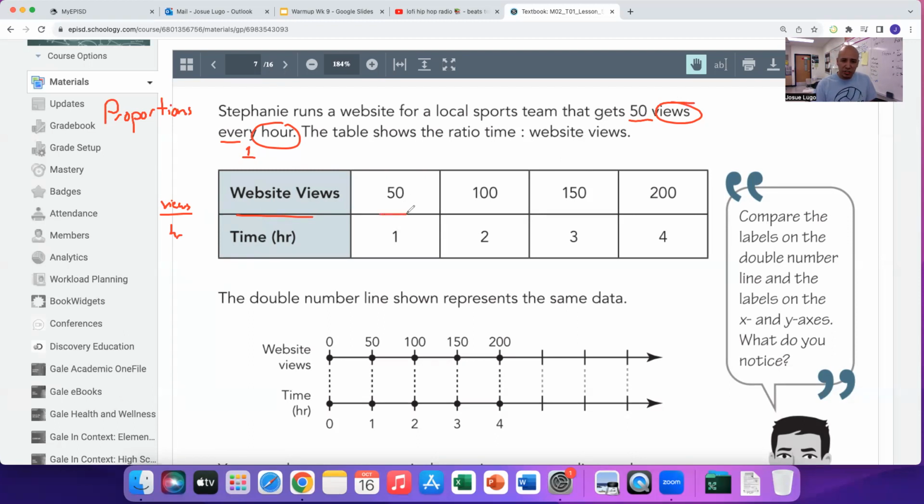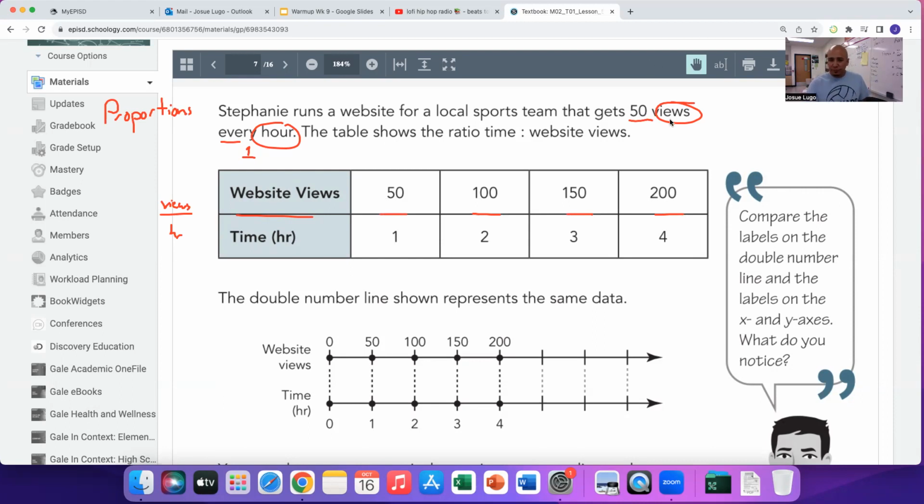So here we have the information. We have 50 views in 1 hour, 100 views in 2 hours, 150 views in 3 hours, and 200 views in 4 hours. Notice, ladies and gentlemen, that if I were to think of these as fractions rather than just a table, we can see that these fractions are all equivalent to one another. 50 over 1 is equivalent to 100 over 2, which is equivalent to 150 over 3, which is equivalent to 200 over 4. The question is, how do we know that? How do we know that these truly are equivalent?